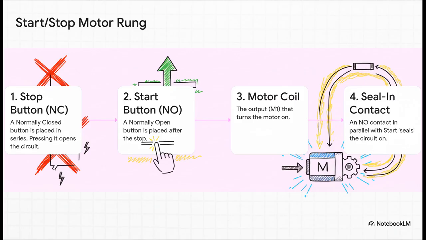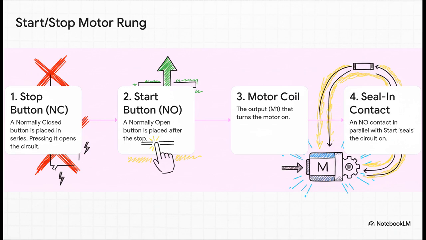So here comes the clever part, the seal-in contact. We add another normally open contact, but this one is controlled by the motor itself. We place it in parallel with our start button. Now watch what happens. You press start, the motor turns on, and it instantly closes its own contact, creating a brand new path for the power to flow. So even after you let go of the button, the circuit is sealed in through this second path.